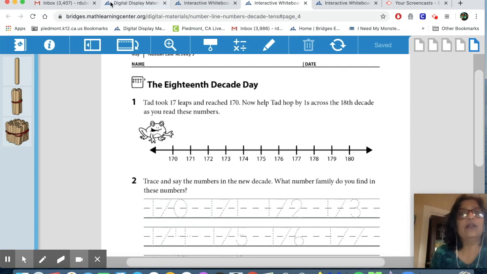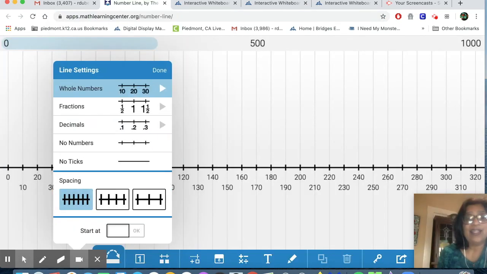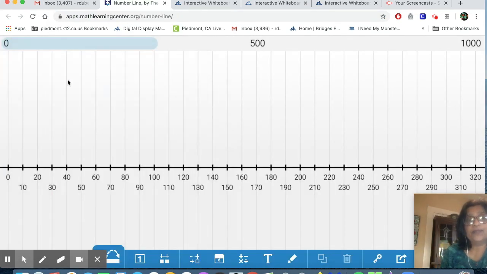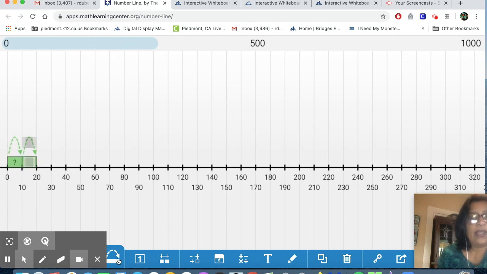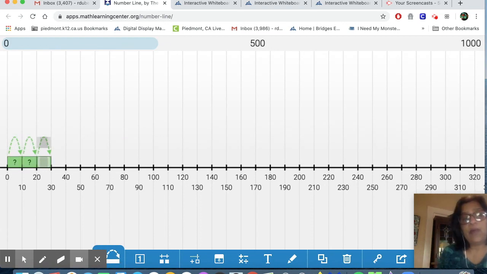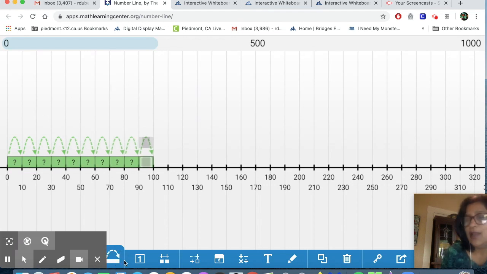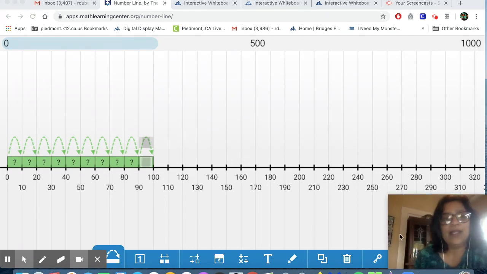Now, what that looks like on the number line, Tad took 17 hops, right? So if he starts on 0 and he did one hop, that's a 10, 20, 30. So that's 3 hops to 30, 40, 50, 60, 70, 80, 90, 100. Can you guess how many hops that would be? Are you thinking 10? Let's check. 1, 2, 3, 4, 5, 6, 7, 8, 9, 10.